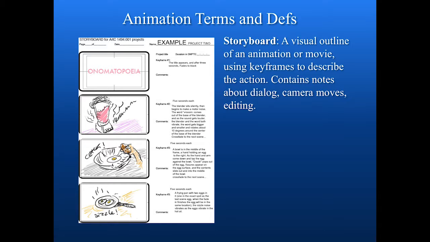A storyboard is a visual outline of an animation or movie using keyframes to describe the action. It contains notes about dialogue, camera moves, and editing. And here you see the keyframe that was shown a couple of slides earlier. You notice that each of these keyframes does have a good description about what's about to happen in the animation so that it serves as notes for the production staff.